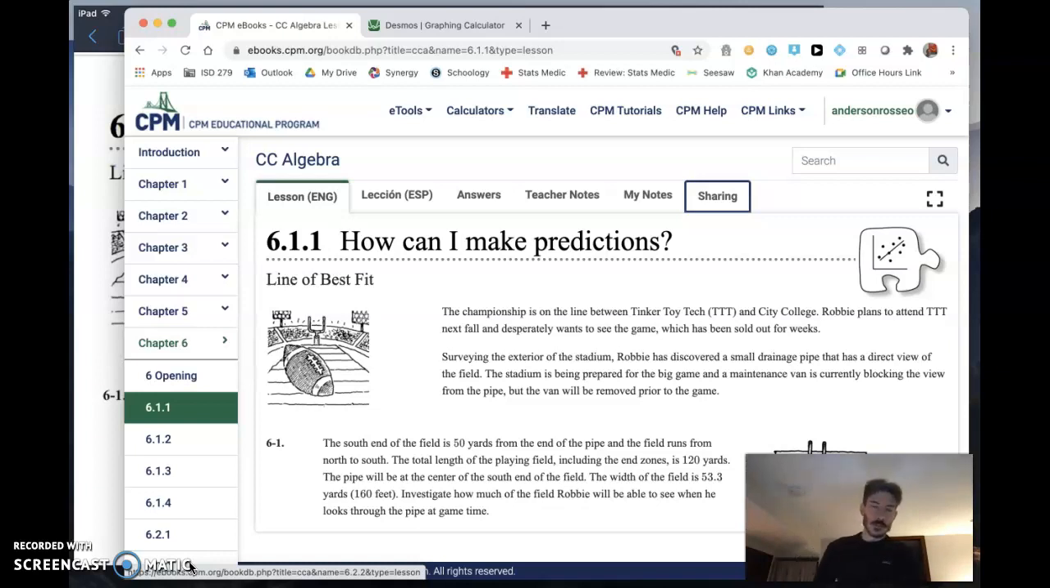There is a problem that we're going to use to frame some of the modeling that we're going to be doing, and it is laid out here in 6-1. It says the championship is on the line between Tinker Toy Tech and City College. Robbie plans to attend Tinker Toy Tech next fall and desperately wants to see the game, which has been sold out for weeks. Surveying the exterior of the stadium, Robbie has discovered a small drainage pipe that has a direct view of the field. The stadium is being prepared for the big game, and a maintenance van is currently blocking the view from the pipe, but the van will be moved prior to the game.